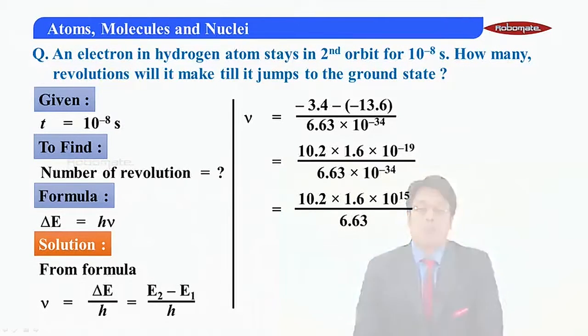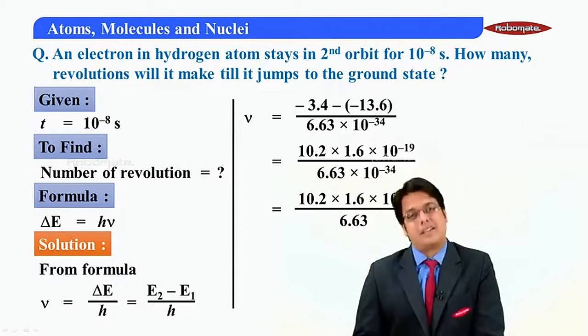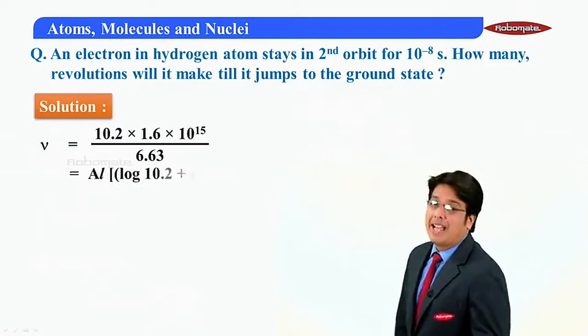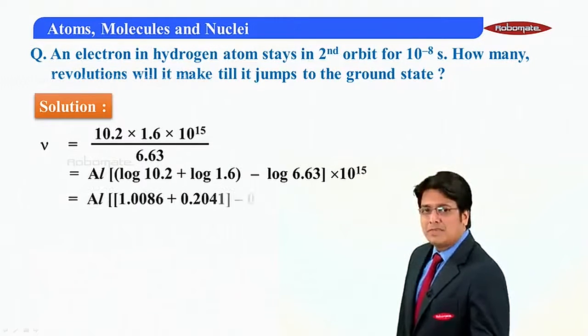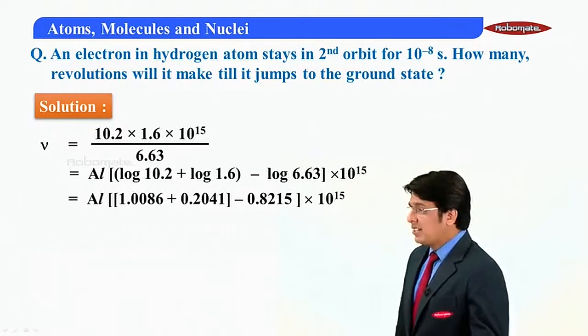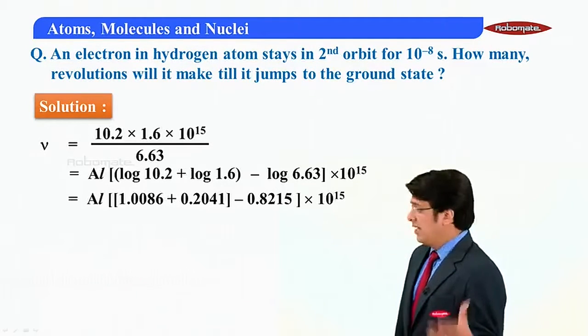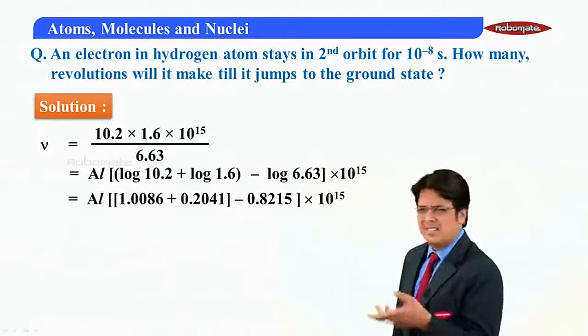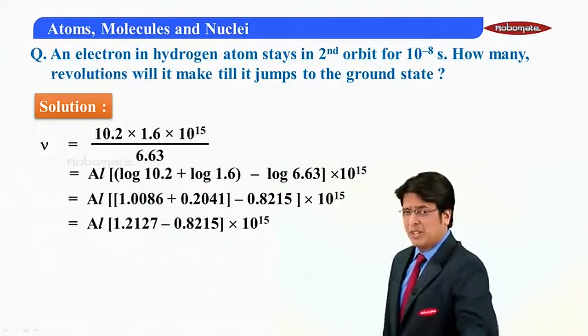And once that is done, what you can see is 10.2 into 1.6 into 10 raised to 15 upon 6.6. I just reduced the 10th power. And now I will take one boring step of log and anti-log. So anti-log of this: multiply gets plus, dividing gets subtracted, and what you get is this. Keep 10 to the power out. Don't include it in the bracket, please. I must not tell you again and again.